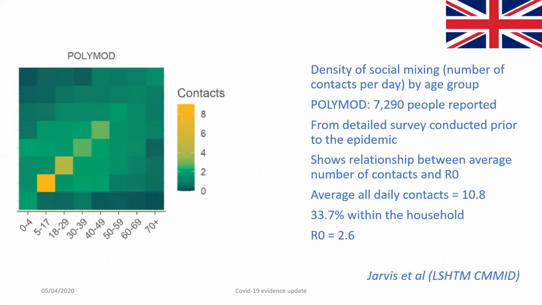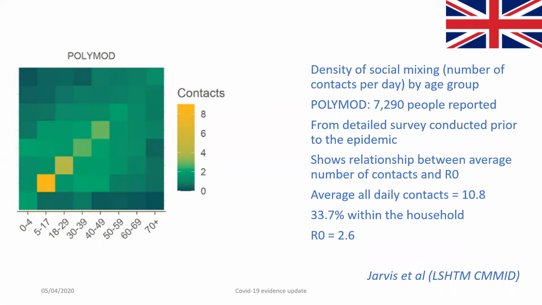I'm not going to spend much time talking about social mixing here, as it's going to feature more in the talk on the effectiveness of control measures. However, this is a nice example of how social mixing patterns affect virus transmission. Christopher Jarvis and his colleagues at LSHTM used the social mixing patterns collected through the Polymod study, which took place before the epidemic, to estimate the impact of social mixing on R0 in the UK.